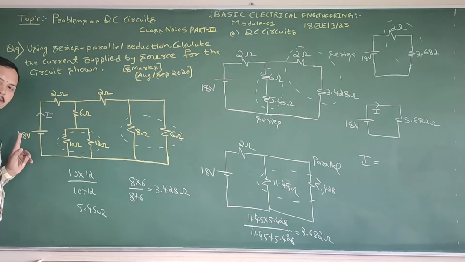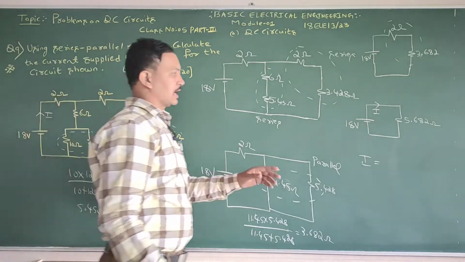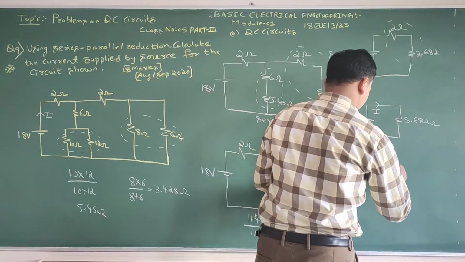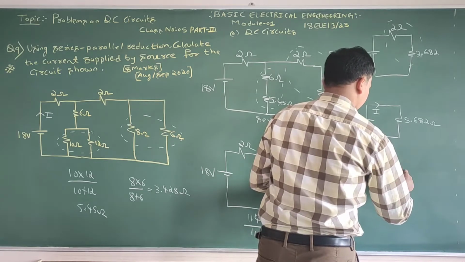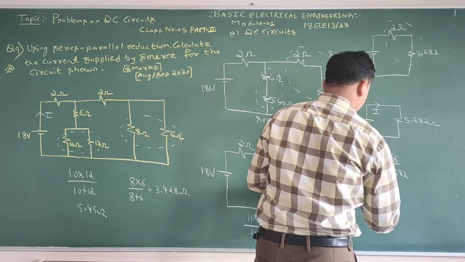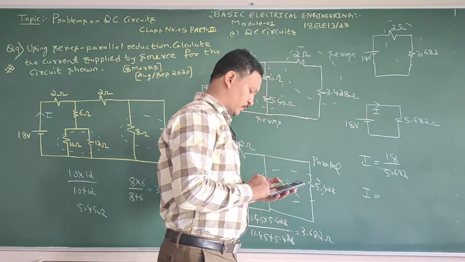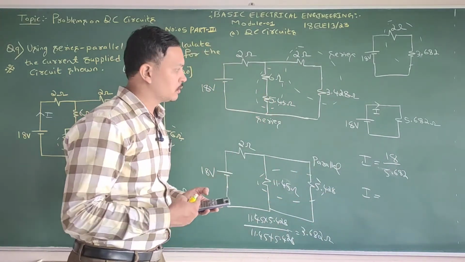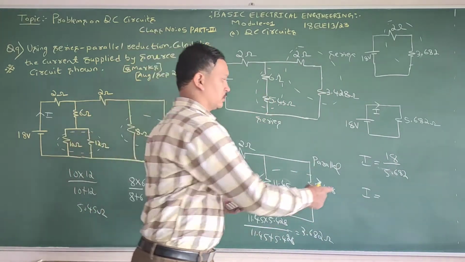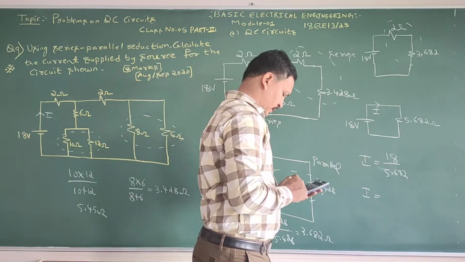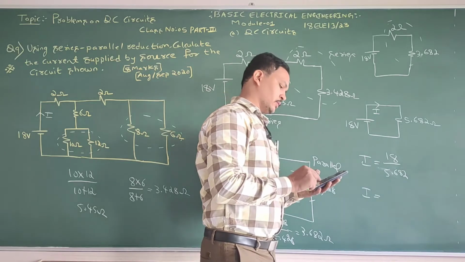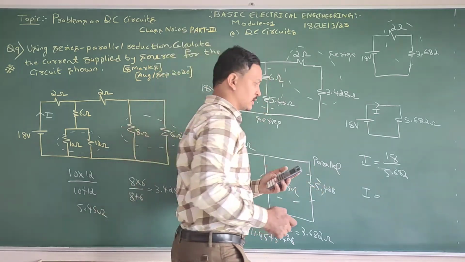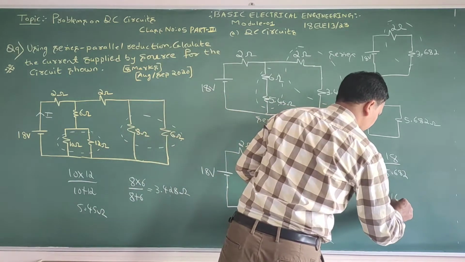The current supplied by the source, I is equal to V by R. So 18 divided by 5.682. If you do this, we will get 3.167 ampere.